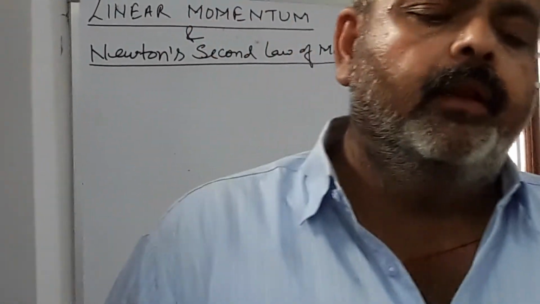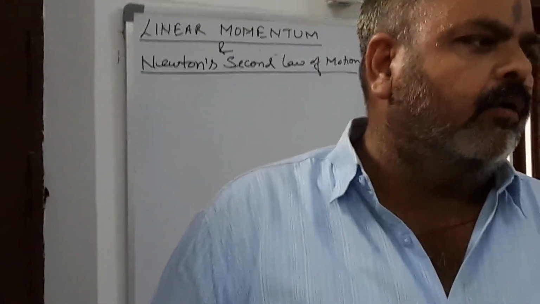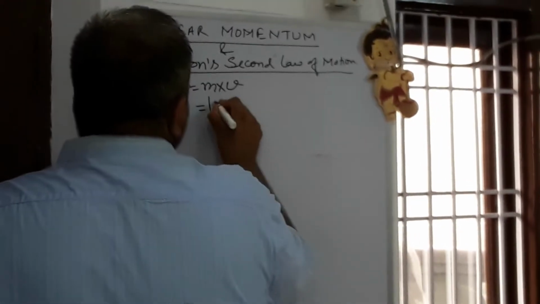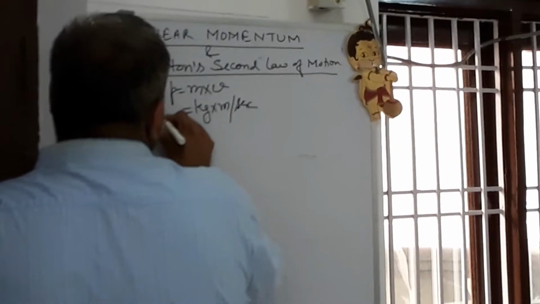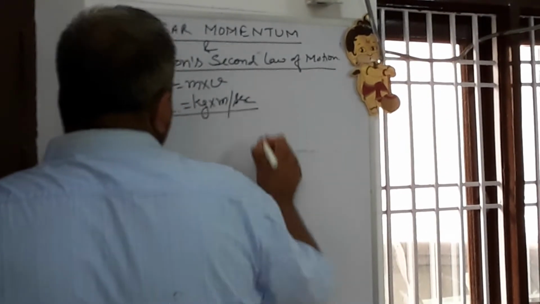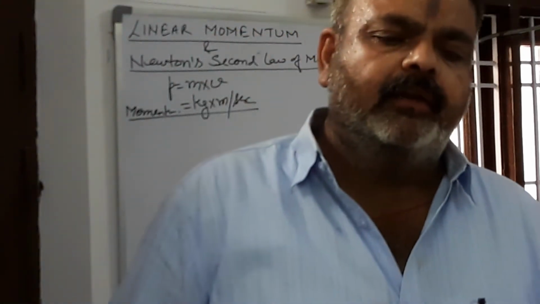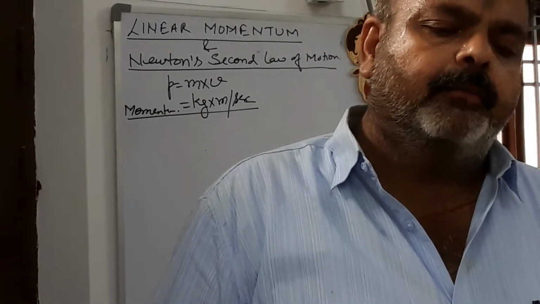Today we will start linear momentum. Linear momentum means momentum is the product of mass and velocity. Momentum is denoted by P, mass and velocity. Unit of mass is kg and velocity is meter per second, so the unit of momentum is kg meter per second. Linear means motion in a straight line. The SI unit is kg meter per second, and the CGS unit is gram centimeter per second.